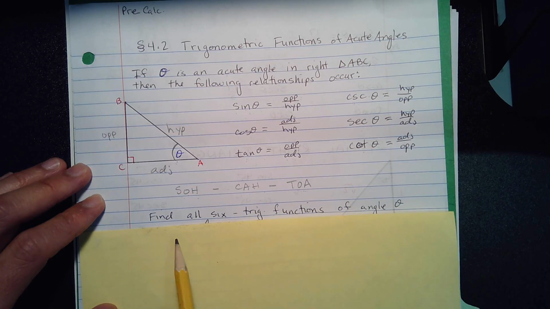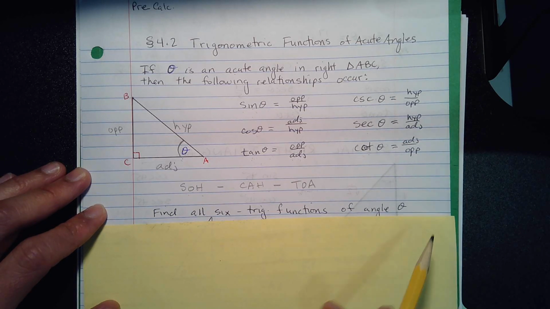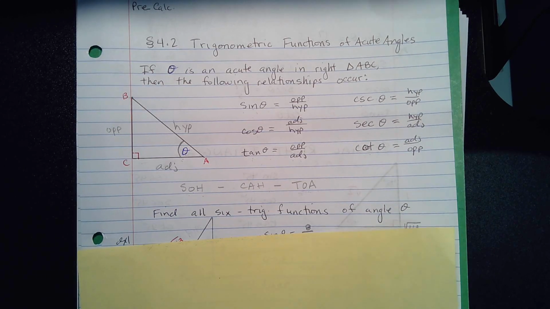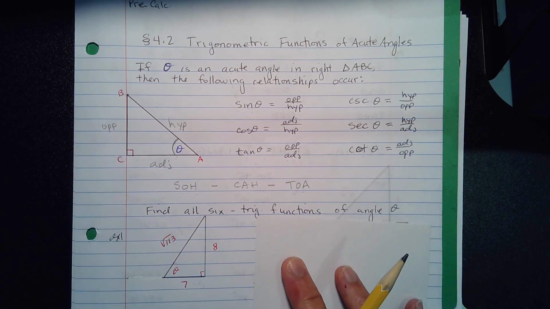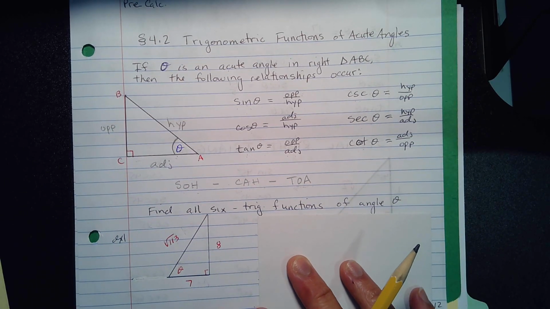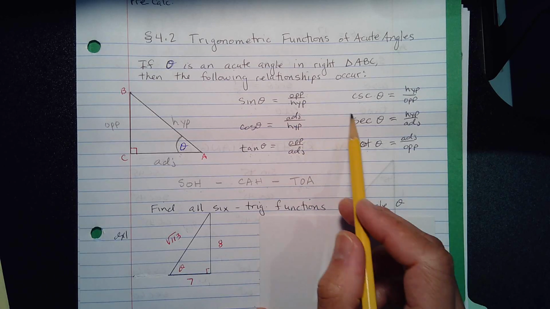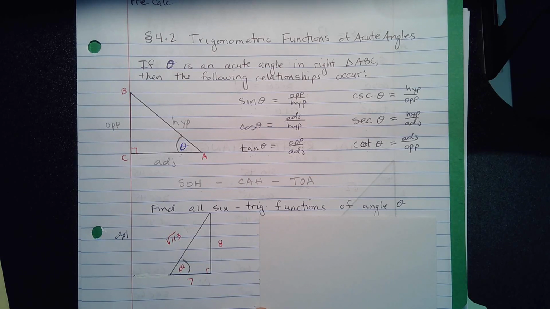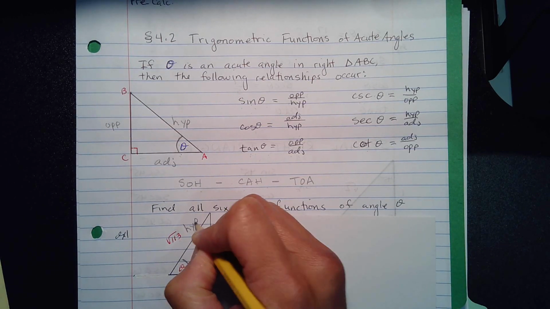So now it says find all 6 trig functions of angle theta. Remember, this is theta. Alright, so now let's take a look at this triangle. Again, this is a right triangle, therefore I can use these relationships. Again, what you want to do is mark the angle. After you mark the angle, identify the hypotenuse. Well, here's 90 degrees. I know this is the hypotenuse.